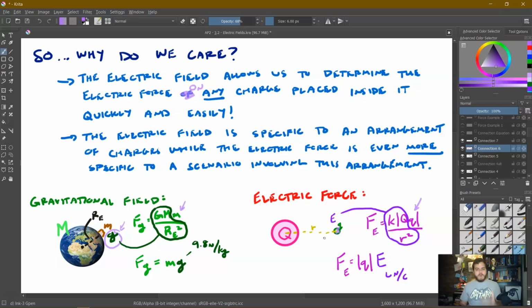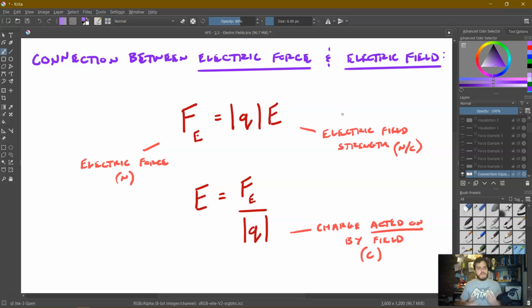So if I put 1 coulomb of charge there, and let's say the field is 10 newtons per coulomb, then 1 coulomb times 10 newtons per coulomb is 10 newtons of force. If I put 2 coulombs there, 2 coulombs times 10 newtons per coulomb, 20 newtons of force. Nice, easy calculations.